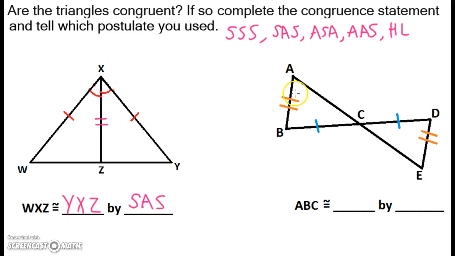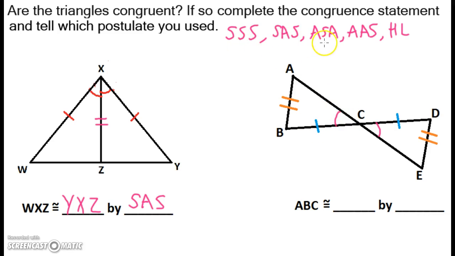In this picture, I know that this piece is congruent to this piece, and I know that this piece is congruent to this piece. And besides that, I also know, because this is one of those bow tie pictures, that this angle is congruent to that angle because they are vertical. All right, so if I look at what I have in order, I have a side, and an angle.